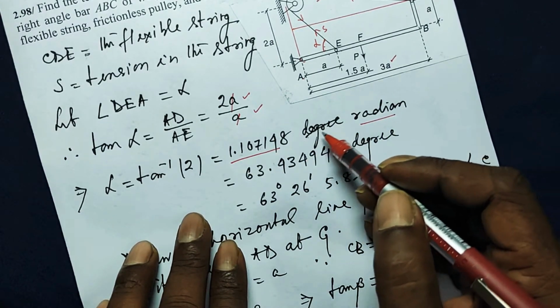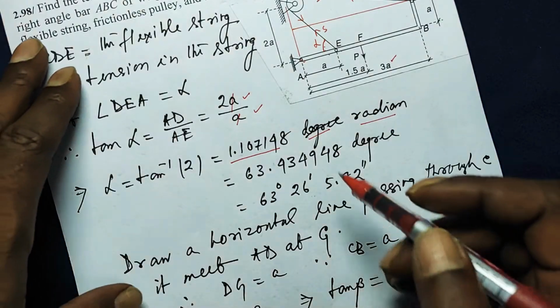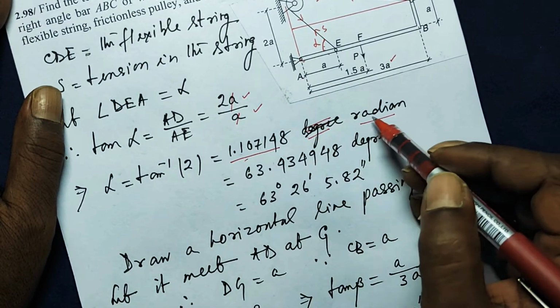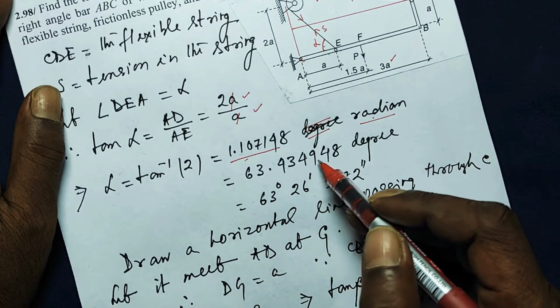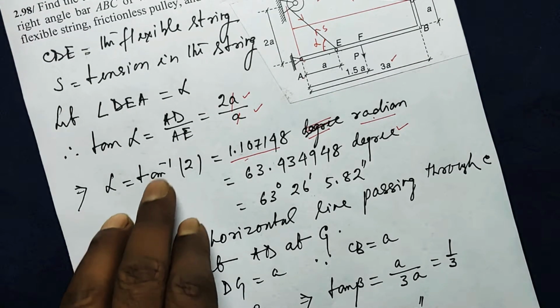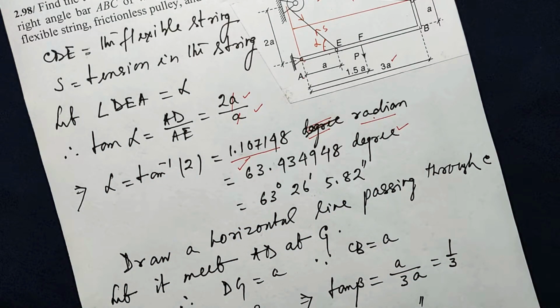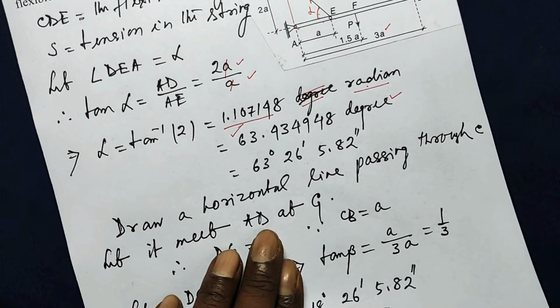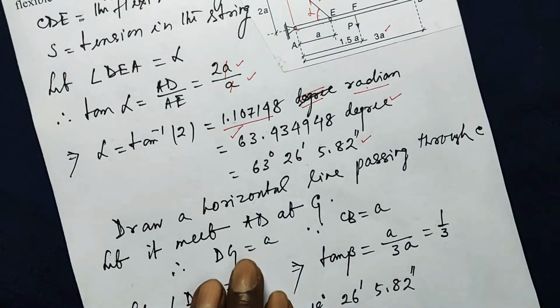Here I mistakenly wrote degree because my scientific calculator was in radian mode, so I didn't want to cancel this. So this many radians, if you convert to degrees, comes out to be 63.434948 degrees. No need to convert. You can put your scientific calculator in the degree mode and straight away calculate alpha as tan inverse 2, then you will get 63.434948. And if you convert to degrees, minutes and seconds of arc, this comes out to be 63 degree 26 minute 5.82 seconds of arc.